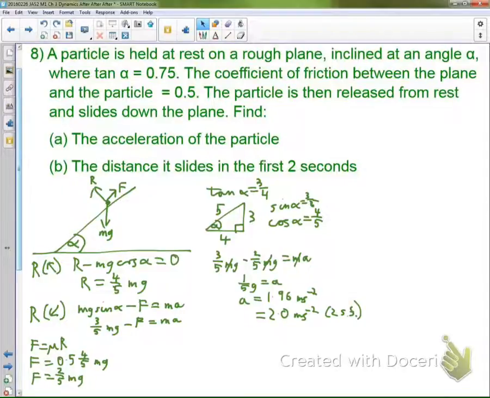Now that we know how fast the particle is accelerating, we can work out part B. We can work out how far it's going to slide in the first 2 seconds. So, we know what a is.